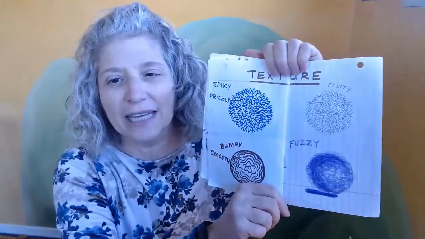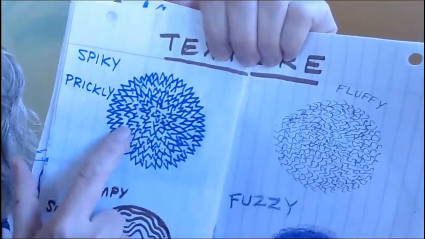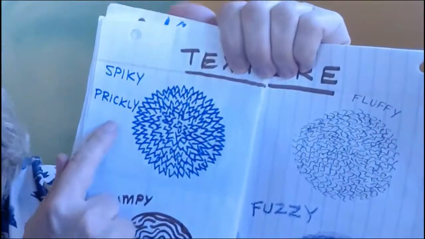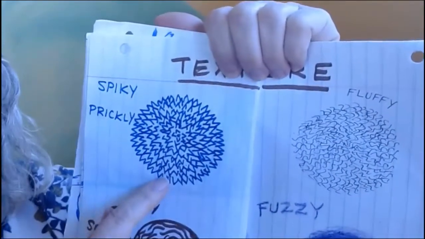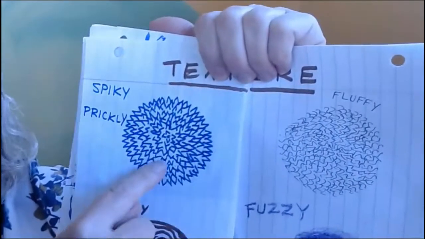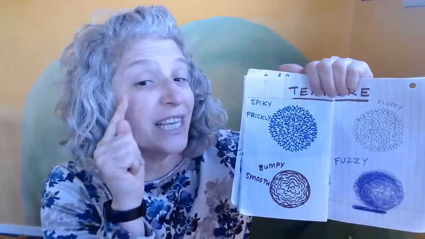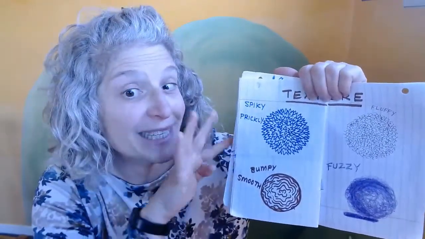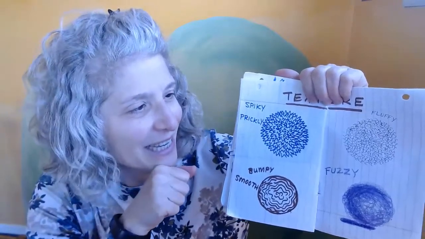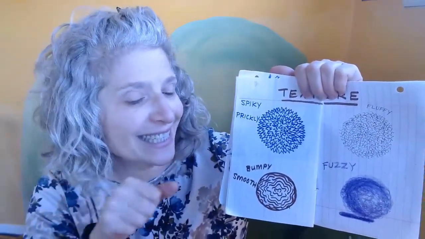For instance, here's some different textures that I drew. This texture of this circle looks like maybe it's spiky or pokey or prickly. That isn't really pokey. If I put my finger on it, it's not going to poke me. It just looks like it. Artists can be magicians. We can create illusions.